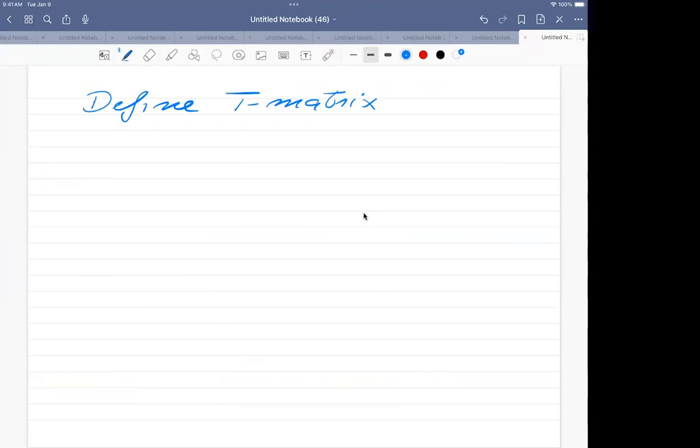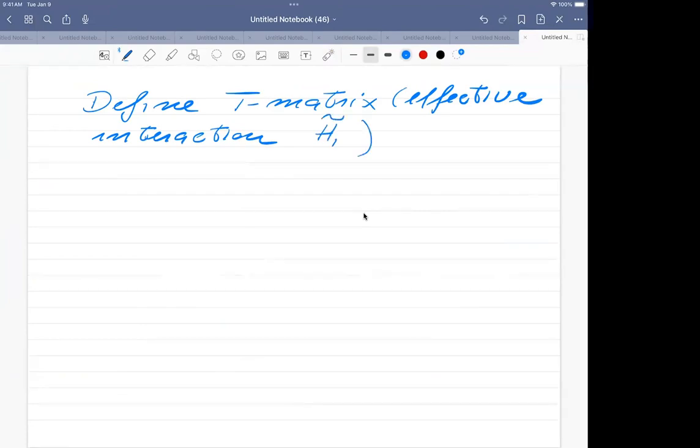And you can think of this as an effective interaction, where we now are summing the interaction pieces to infinite order. So in an effective interaction, H of I, which we call H of I tilde. So what we can do now is to actually redefine this T.